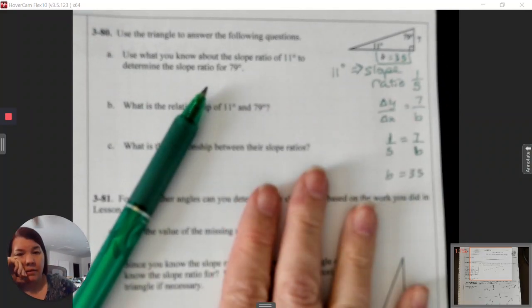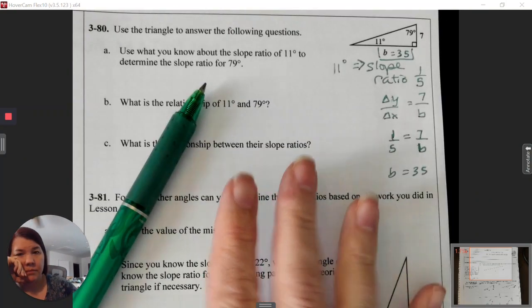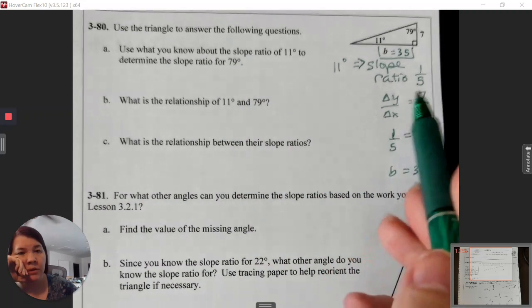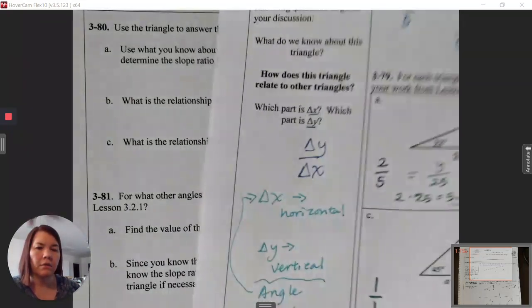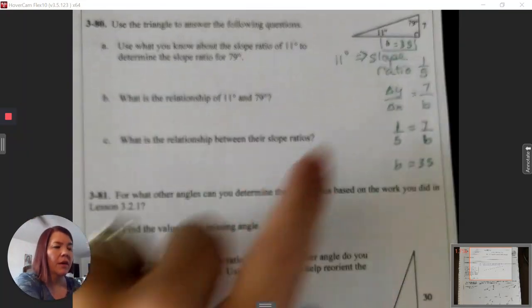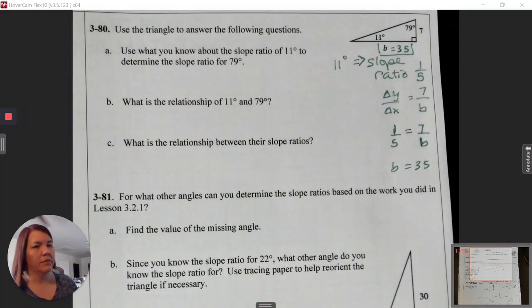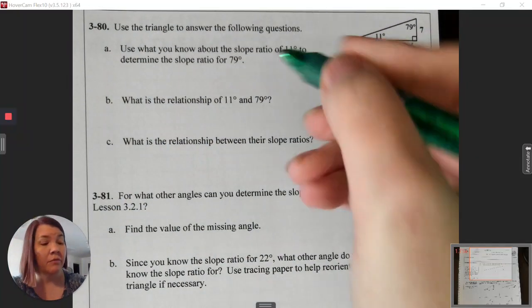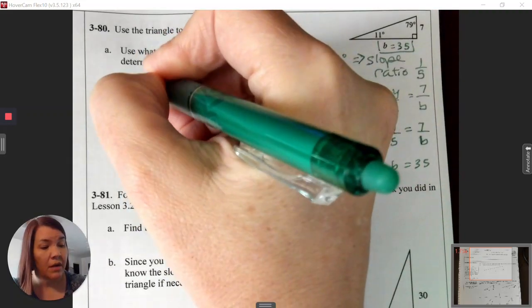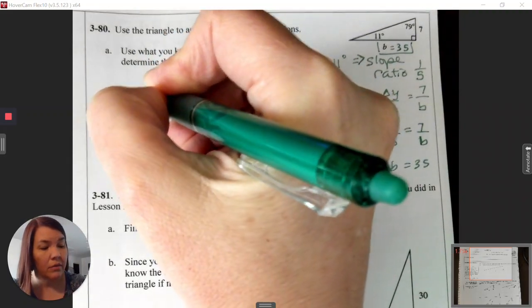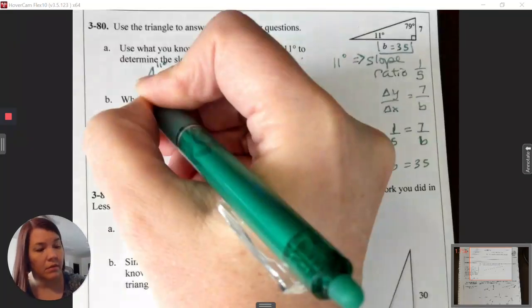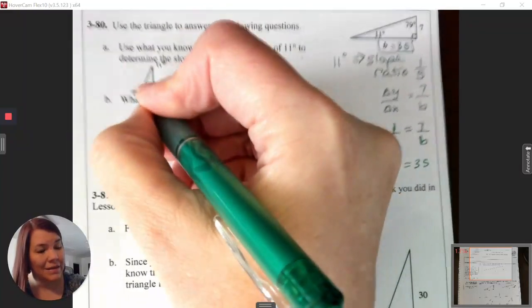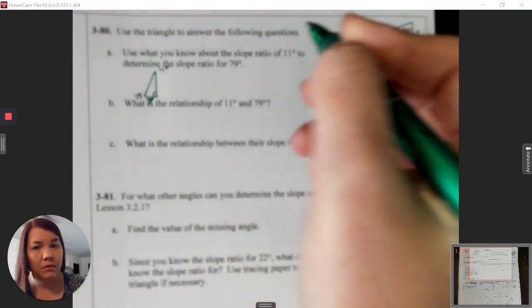Sorry about the blurriness of this camera. That's what I was just alluding to about orientation with the whole horizontal and vertical right here. If the angle's in the bottom left. Now our angle 79 is not in the bottom left. I can reorient my triangle though. I can flip it and turn it and do all sorts of stuff. I can make my new triangle go like this, sticking 11 up here, and 79 would now be down here. This side will still be 7 because I just moved it, and this side would be 35.